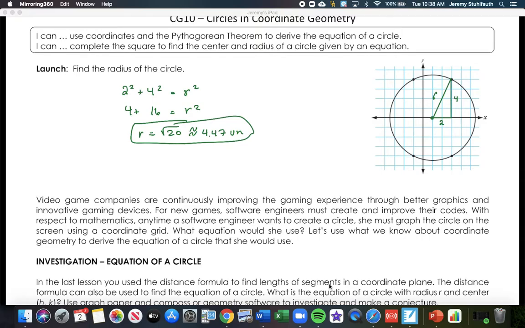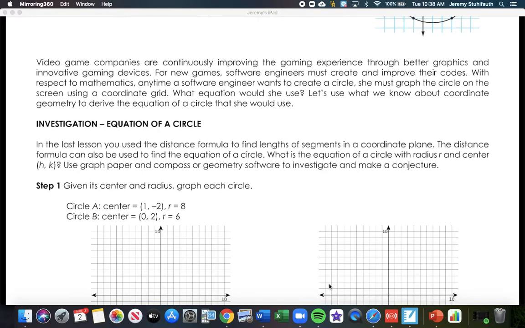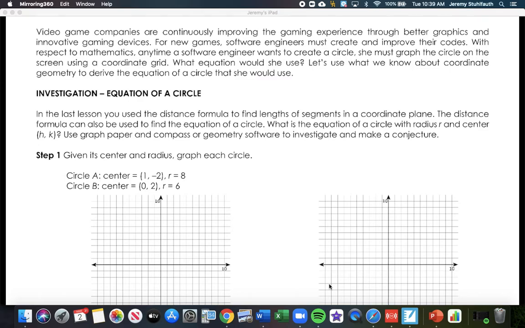In the last lesson, we used the distance formula to find the lengths of segments in a coordinate plane. The distance formula can also be used to find the equation of a circle. So our question is, what is the equation of a circle with radius r and center (h, k)? That's what we want to know.